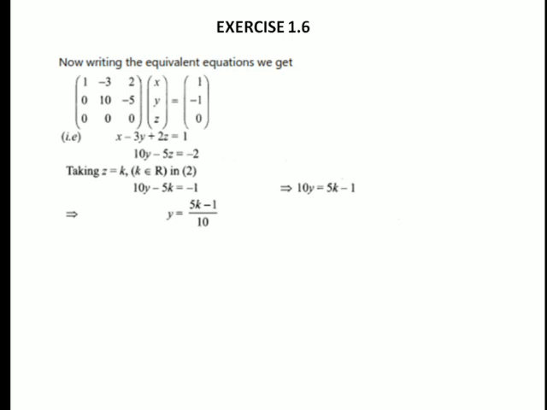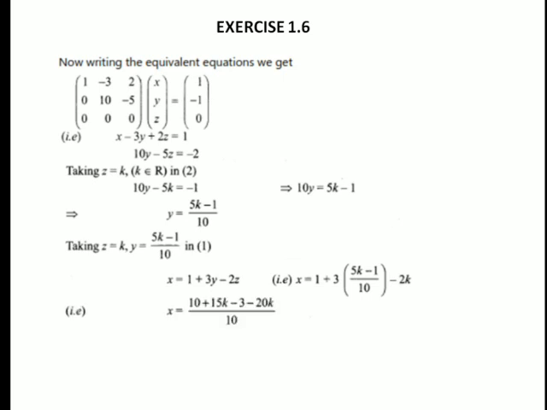Then 10y minus 5k equal to minus 1. y equal to 5k minus 1 by 10. Next, taking z equal to k, y equal to 5k minus 1 by 10 in the first equation, then you get x equal to 1 plus 3 times 5k minus 1 by 10 minus 2k. Next, x equal to 10 plus 15k minus 3 minus 20k by 10. Next, x equal to 7 minus 5k by 10.